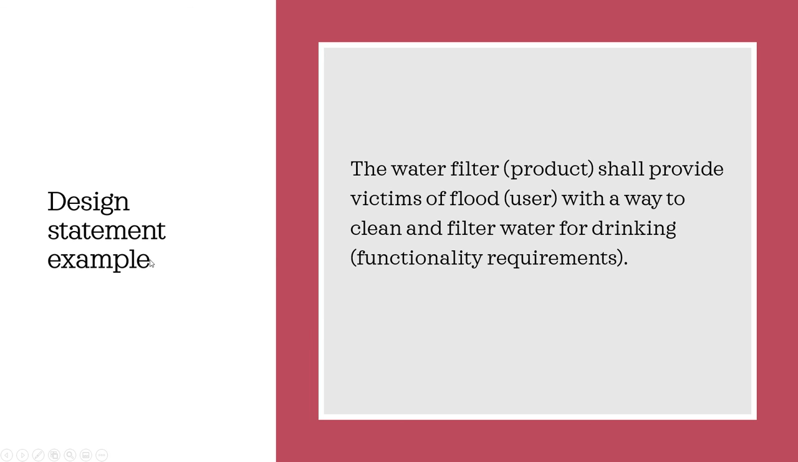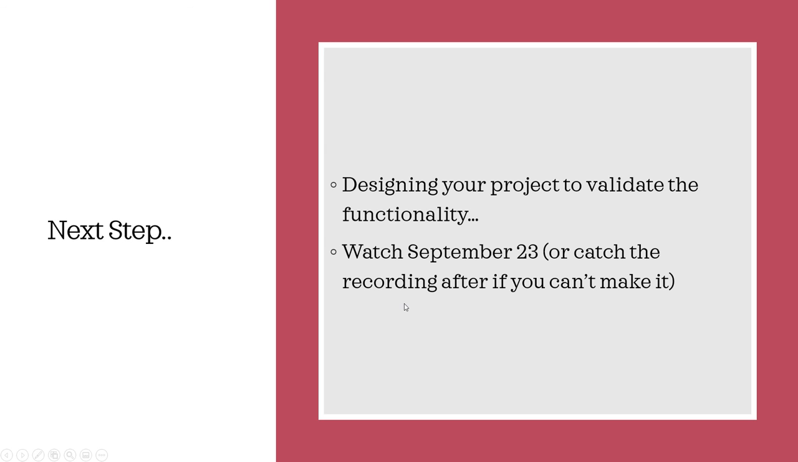So you have a design statement example. For example, the water filter or the product shall provide victims of the flood, which is the user, with a way to clean and filter water for drinking. So you'll put the functionality requirements, and then of course underneath that, the tools that you'll use and how you'll test it. So the next step is to design your project and validate your functionality.